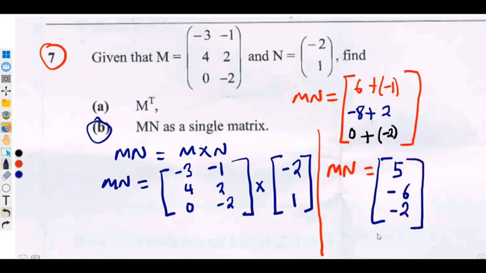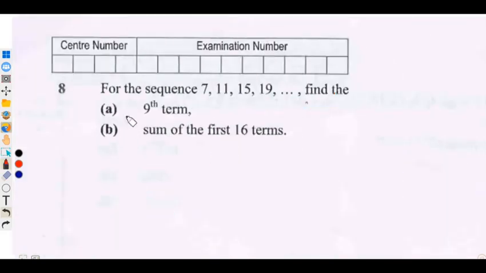So this will be our Mn as a single matrix. So we have answered our question 7. We now move on to our last question, which is our question 8. Alright, so this is our question 8 for the sequence 7, 11, 15, 19. Find the 9th term. So this is an arithmetic progression. So how do we find the 9th term?